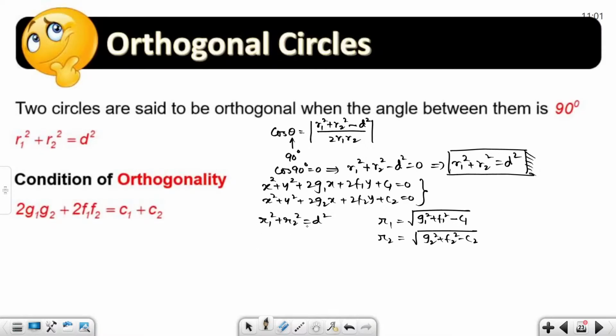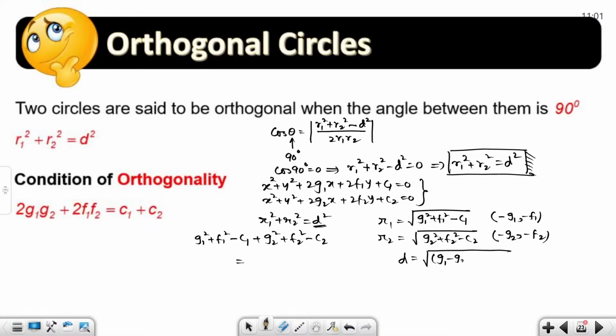So what will be your R1 square plus R2 square? It is g1 square plus f1 square minus c1 plus g2 square plus f2 square minus c2, which equals the distance between their centers. The center for the first circle is minus g1, minus f1, and that of the second circle is minus g2 comma minus f2. So what is the distance between the centers? The distance between the centers will be root over g1 minus g2 whole square plus f1 minus f2 whole square. Is it clear or not?